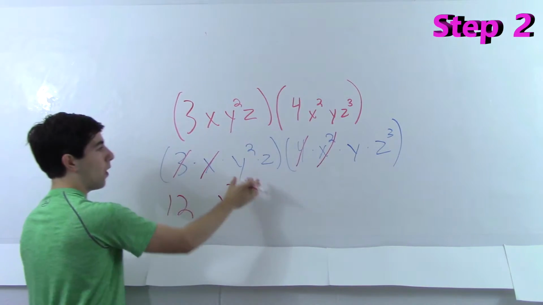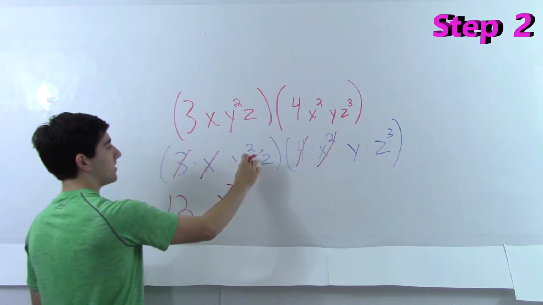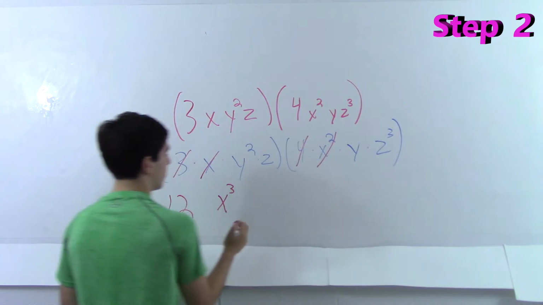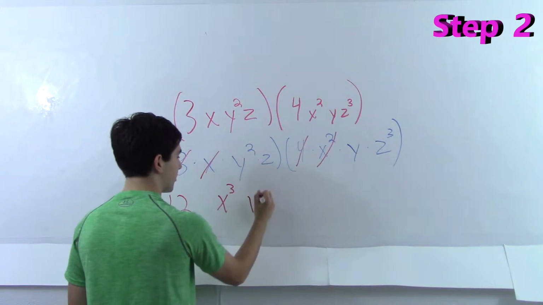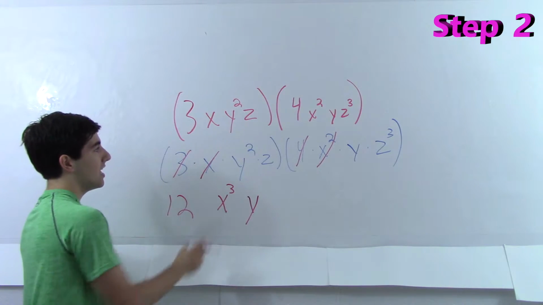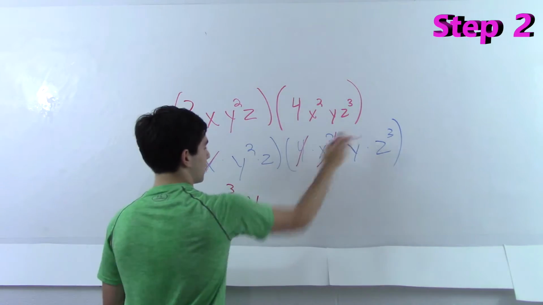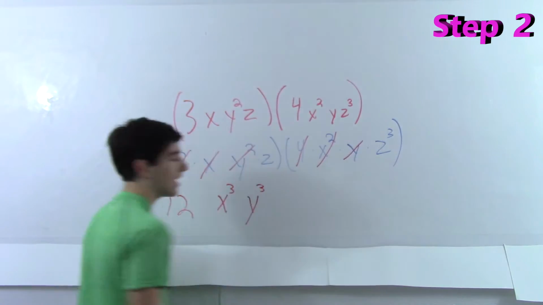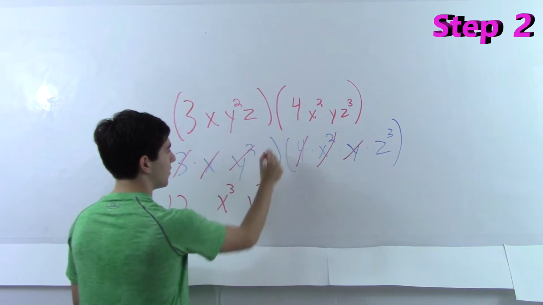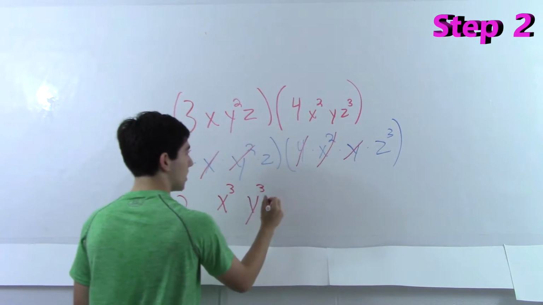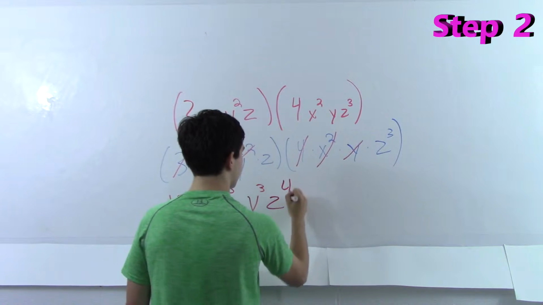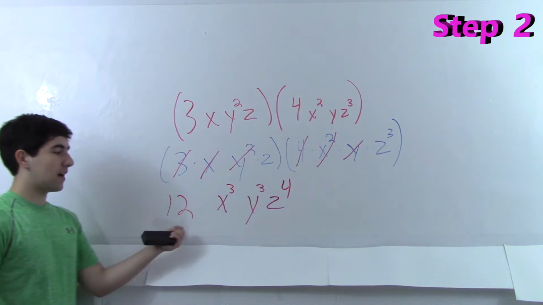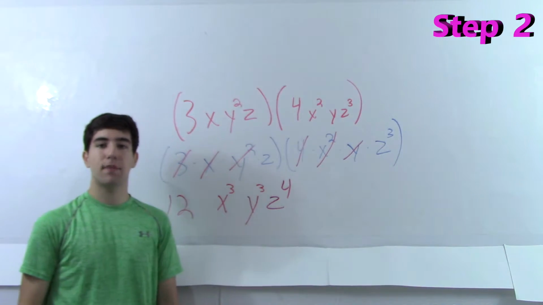Next we have y. So y to the second power and y to the first power. So follow the same step. Bring down your y. Then add your exponents. 2 plus 1 is 3. Next we have z, which is z to the first power and z to the third power, which is 3 plus 1, z to the fourth power. And that's your final answer using the product of powers property.